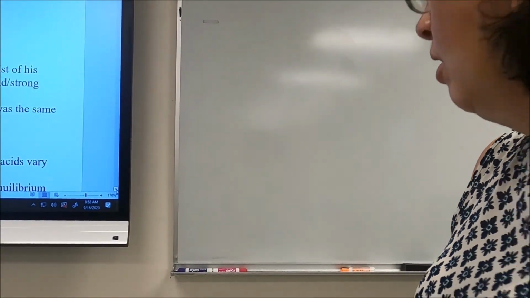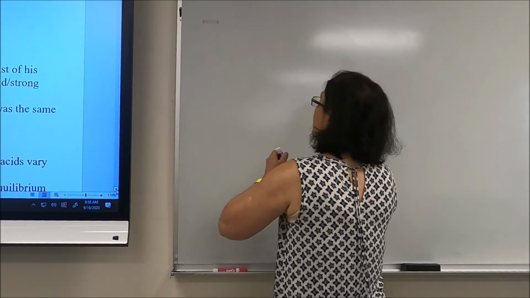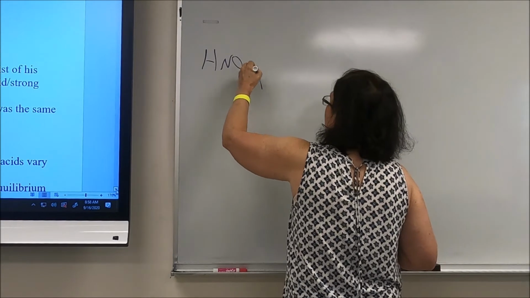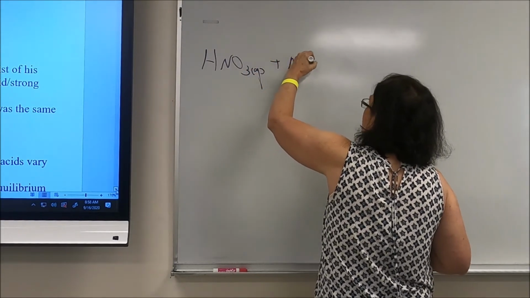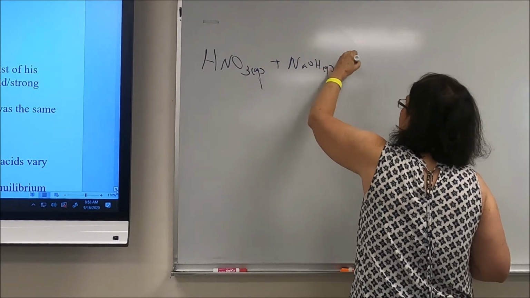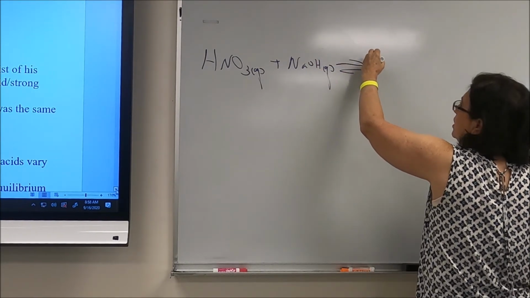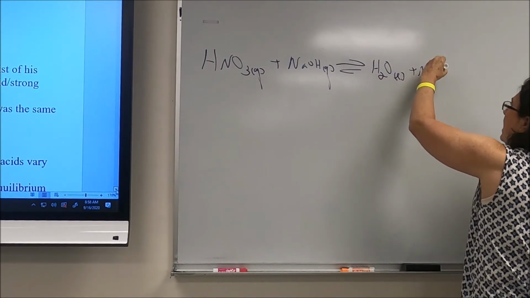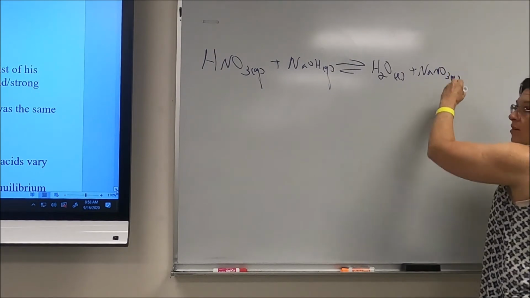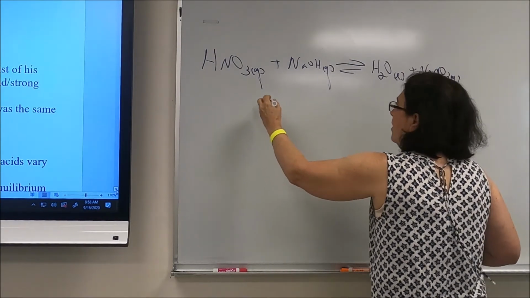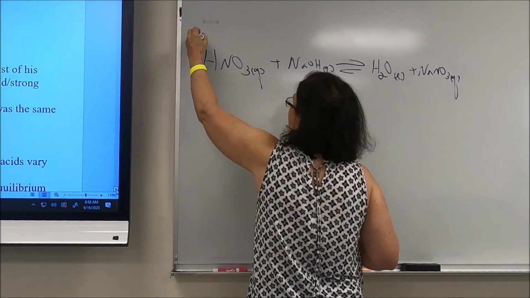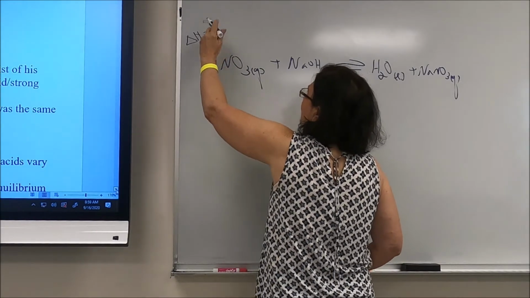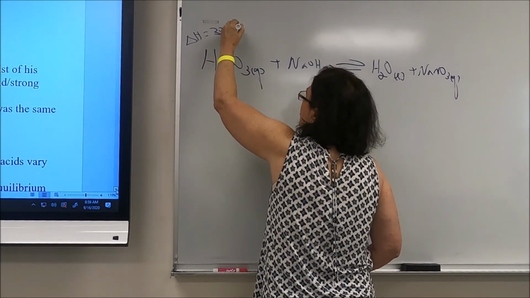Okay? Now let's look at overall reactions. I'm going to show you two. So if I had HNO3 aqueous plus NaOH aqueous going to H2O liquid plus NaNO3 aqueous. Okay? And we got the delta H here. I'm just going to call it X. Okay? Well, no, I'll create a value. Let's call it 300 kilojoules.